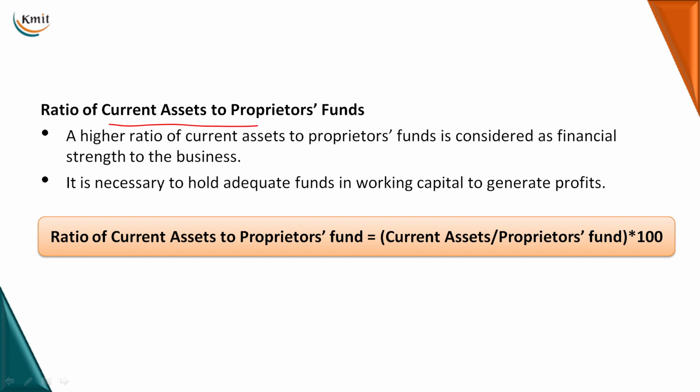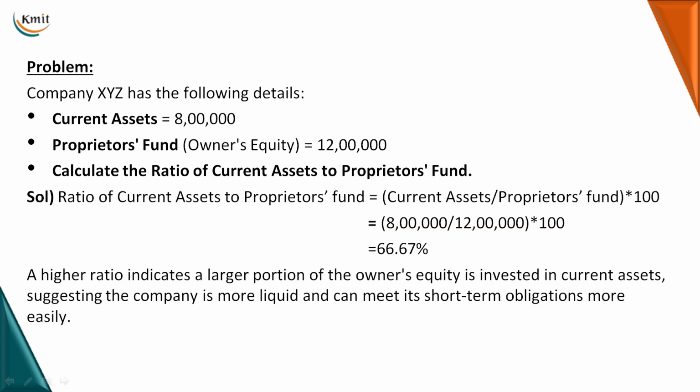Now the ratio of current assets to proprietors funds. A higher ratio of current assets to proprietors funds is considered a financial strength for the business. It is necessary to hold adequate funds in working capital to generate profits. Working capital is used to meet your day-to-day operational expenses in running the business. The formula is current assets divided by proprietors funds into 100.